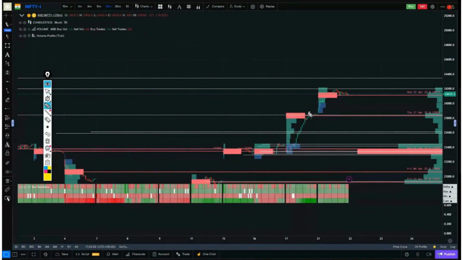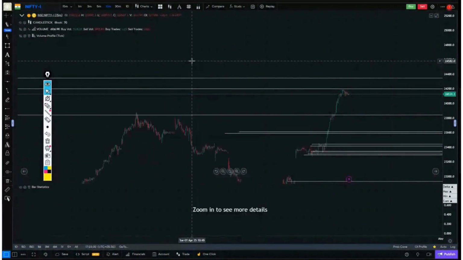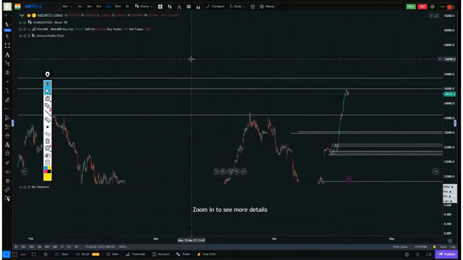The Deepak zone was here, and the volume node was also here. There was an important zone here, and we also had a volume node here, which was a zone from the last 3 days sessions. So we marked all 3 of these carefully and thoroughly.